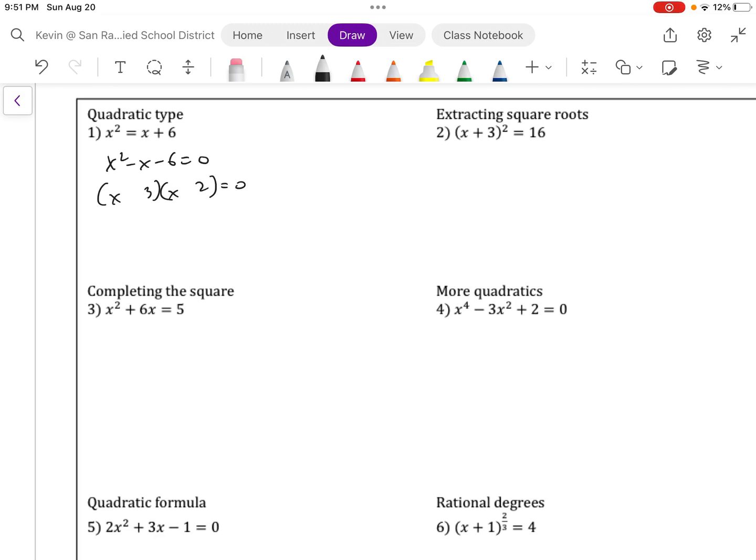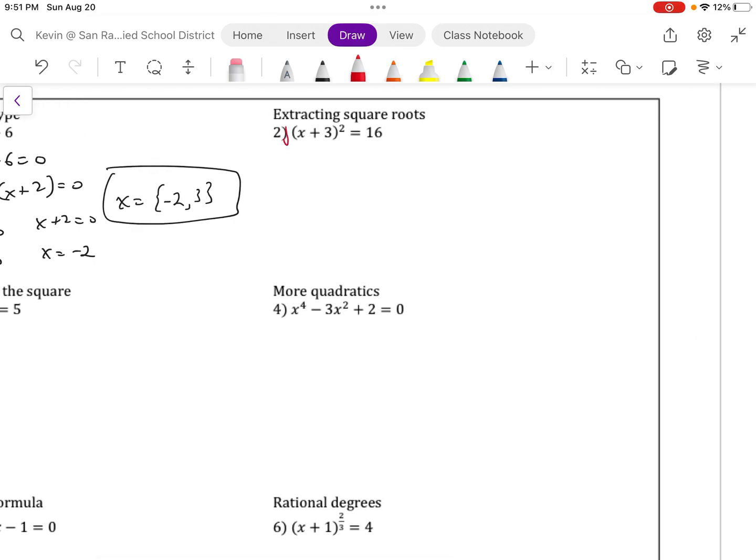3 times 2 is 6. Again, they're different. Negative is larger. So, and then we set each factor equal to 0 and solve for x. So x equals -2, 3.